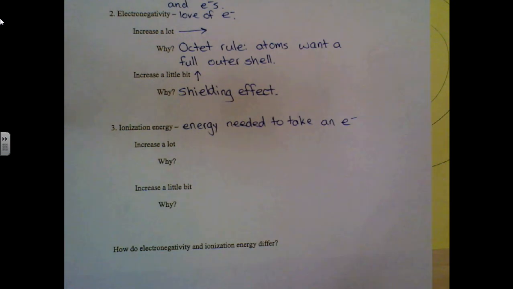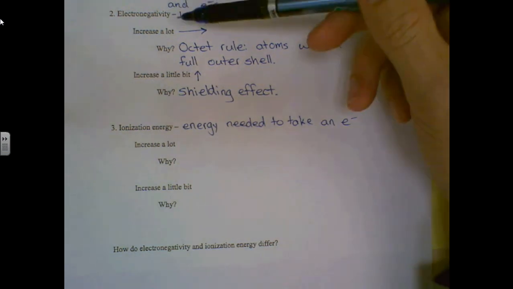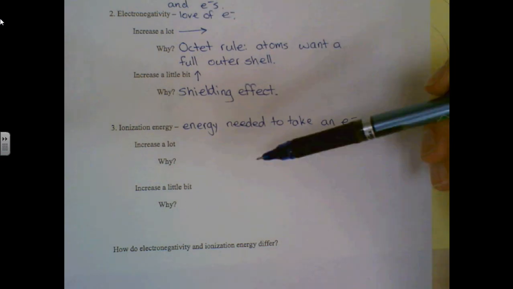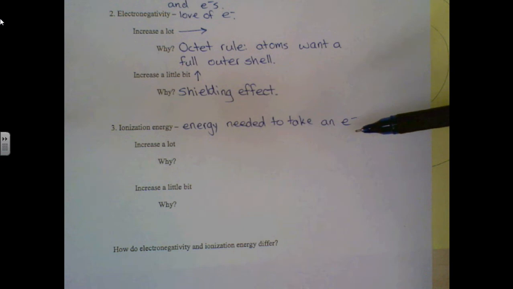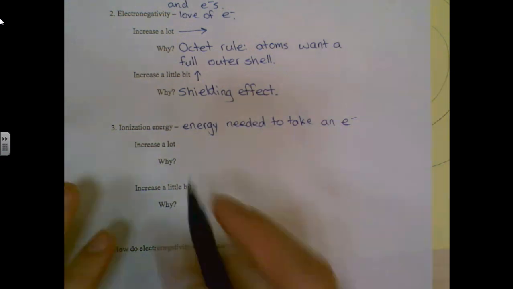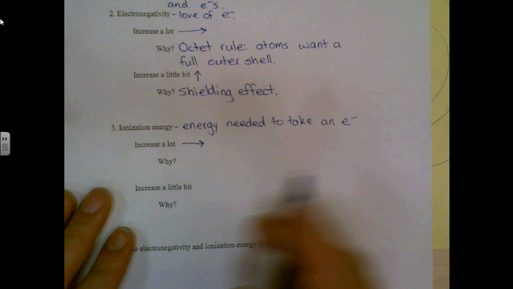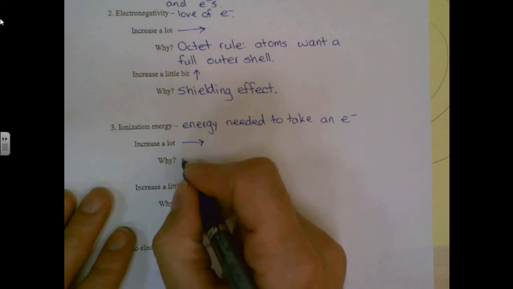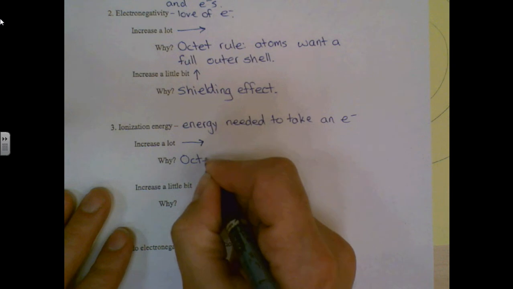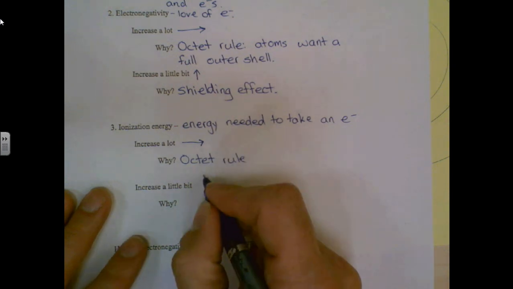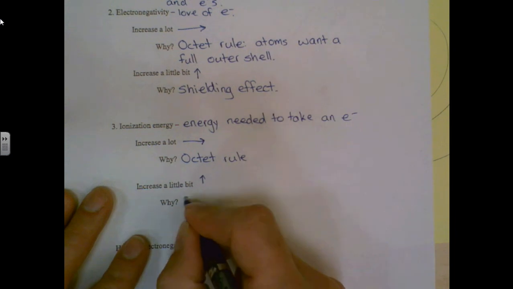Now, this is almost the same trend as how much love you have of electrons. If you love electrons, it's going to take a lot of energy to steal an electron from you. So we're going to see almost the same trend. Ionization energy increases as you go to the right on the periodic table because of the octet rule. And it increases a little bit as you go up because of the shielding effect.